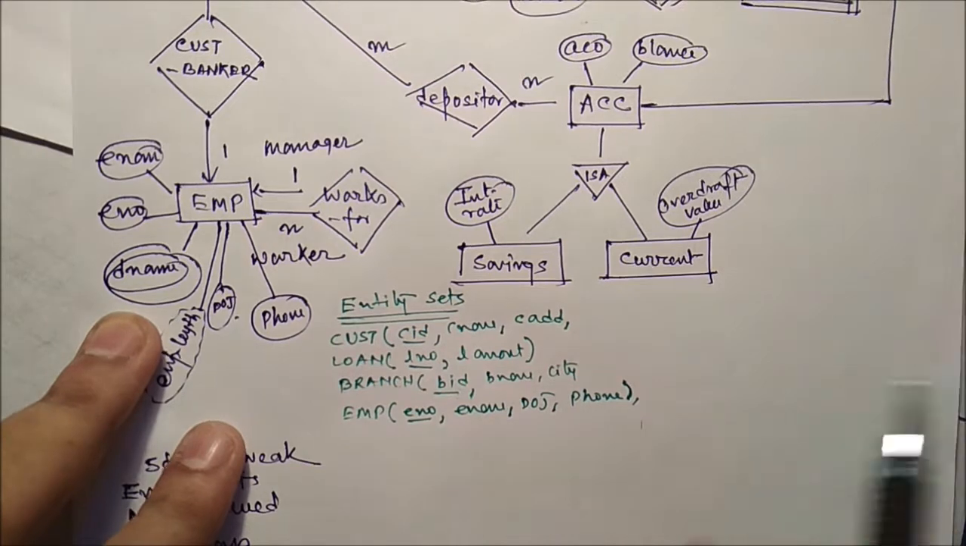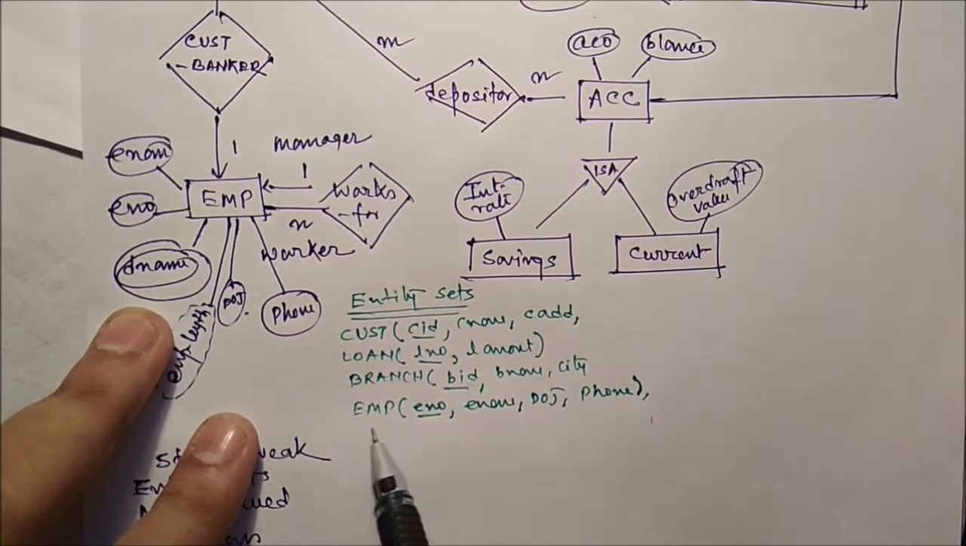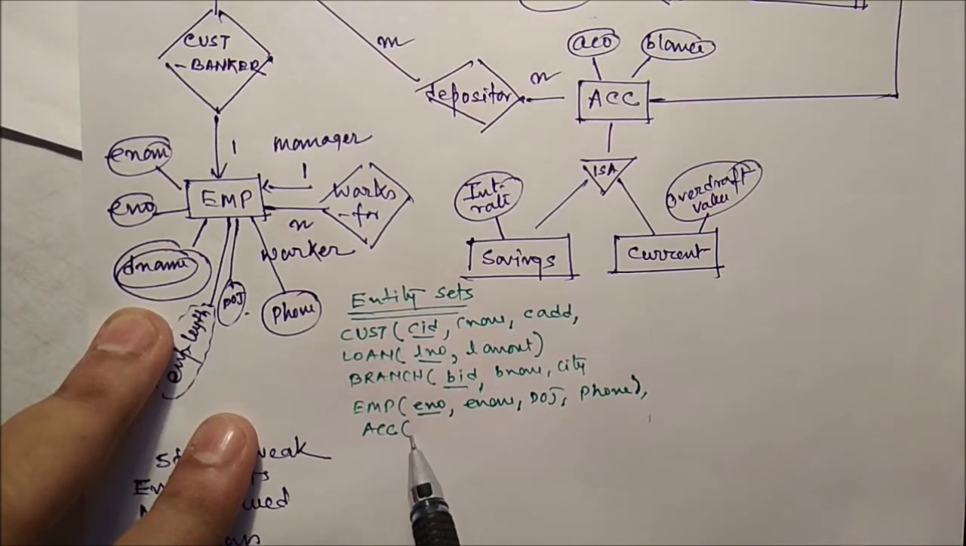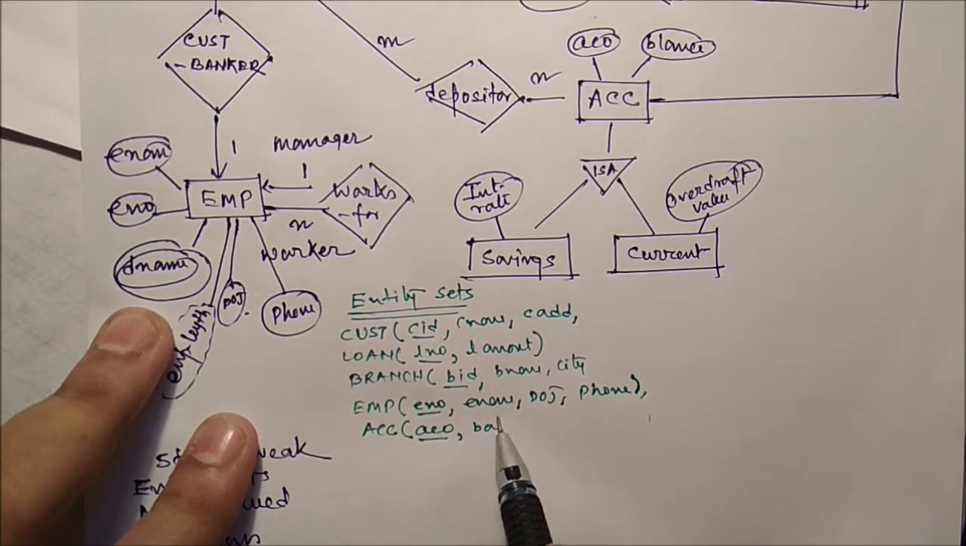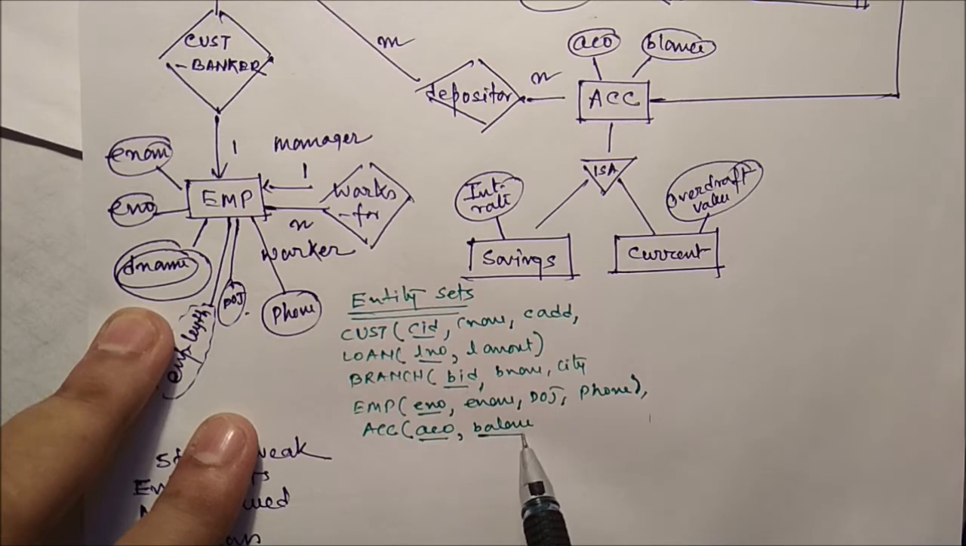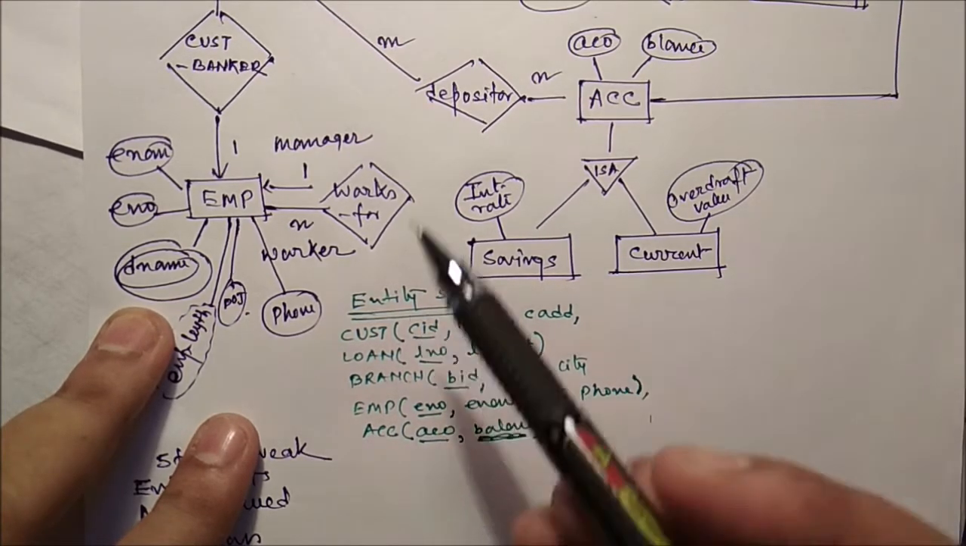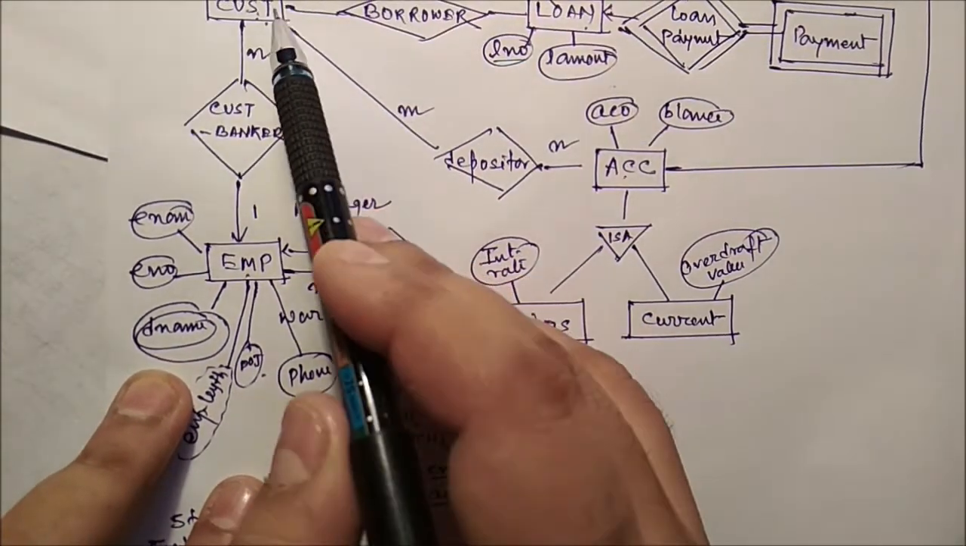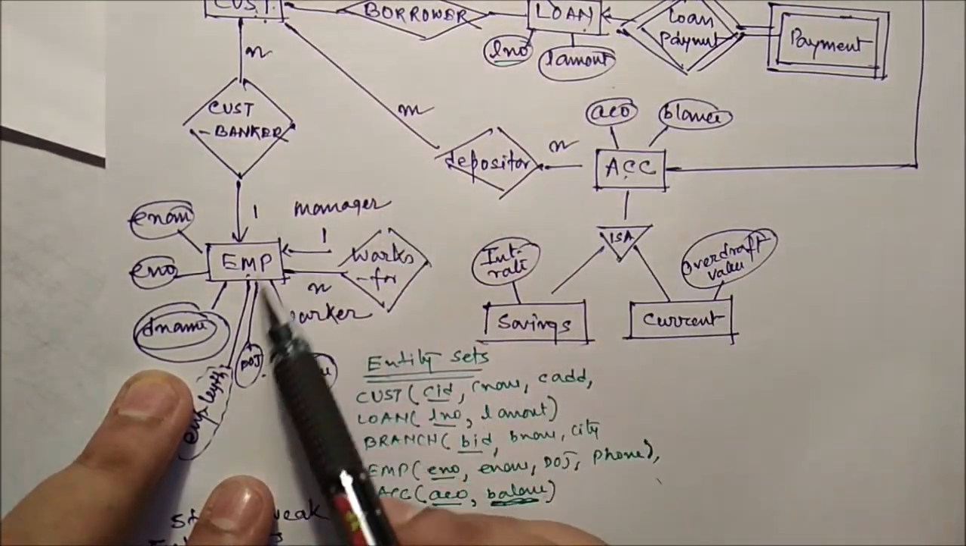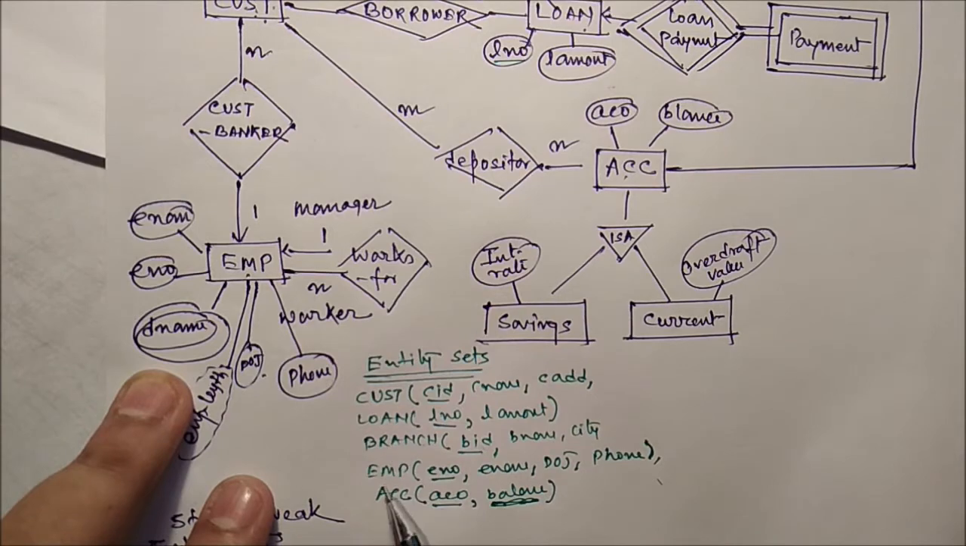Next is the account. Here account is a strong entity. So account number is a primary key, and balance. Next, how many strong entity sets are there? 1, 2, 3, 4, 5. So 5 strong entities are there.